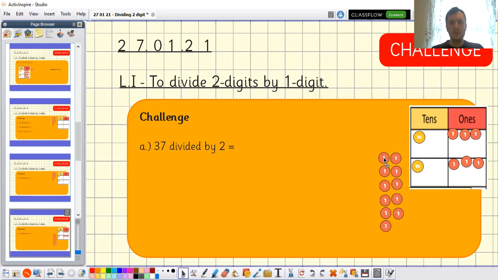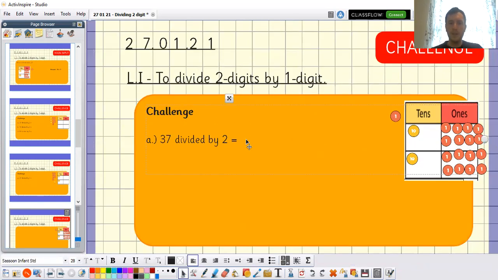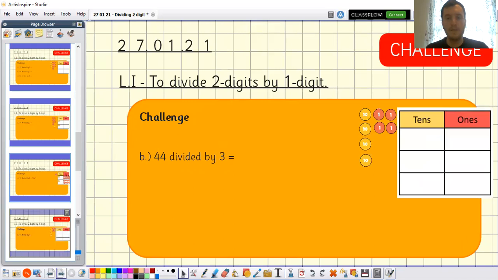There's 3 1s in each group. Squeeze some on the end. 4 1s in each group. 5 1s in each group. Maybe you can count along with me. 6 1s in each group. 7 1s in each group. 8 1s in each group. And I've got 1 left over. Whew, that was a lot of sharing to do. What's my answer then? My answer is 1 10 and 8 1s, which is 18, with 1 left over, so remainder 1. Let's look at the next one together.